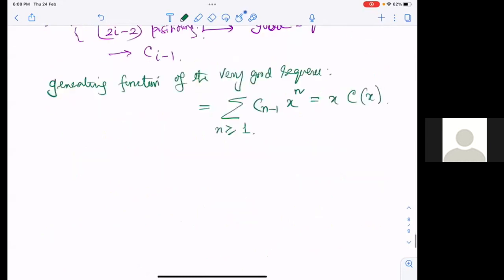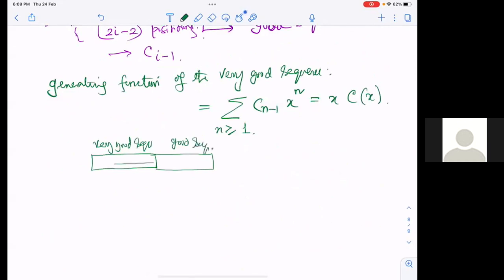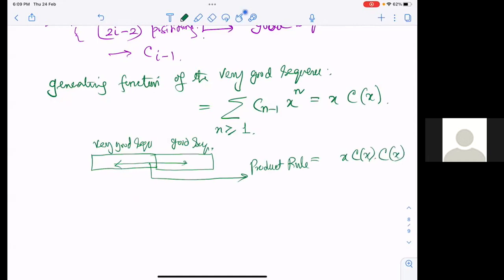So if you combine these two parts, very good sequence and good sequence, the total generating function is a product, which is x Cx times Cx. And that's intuitively the generating function that we are looking for. But there is a little catch because of the boundary condition. What is that catch?